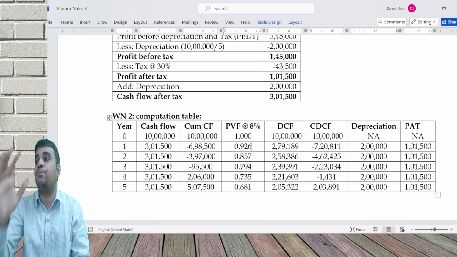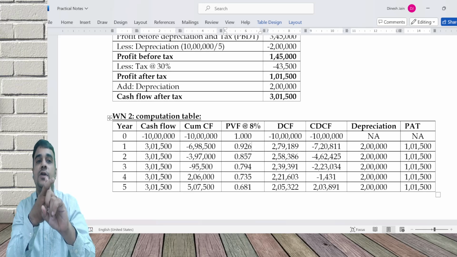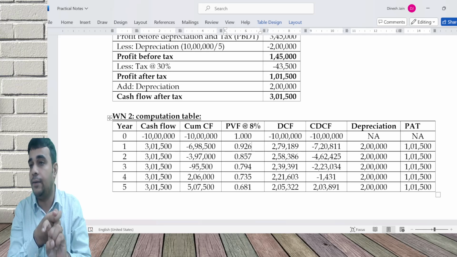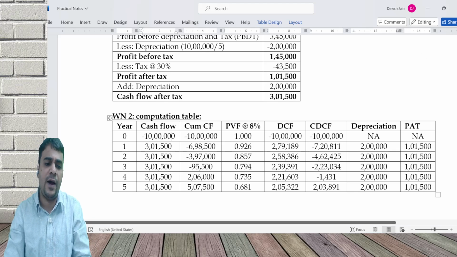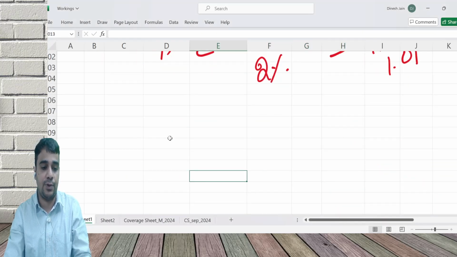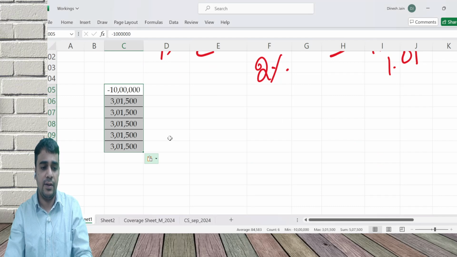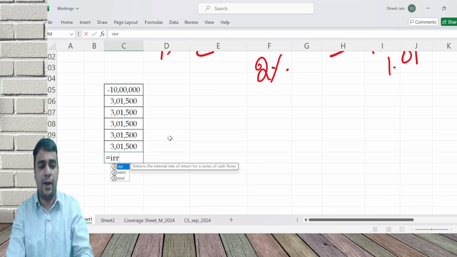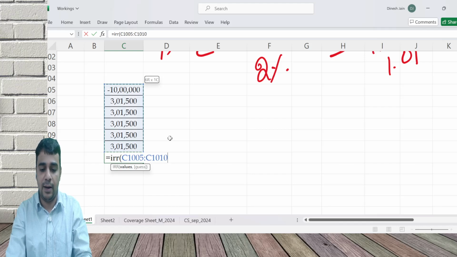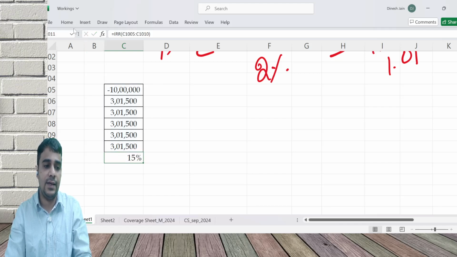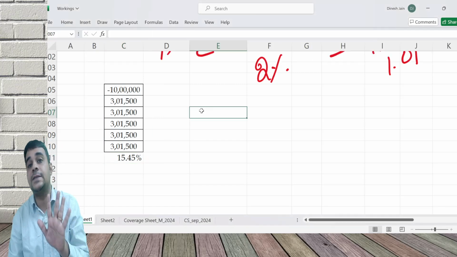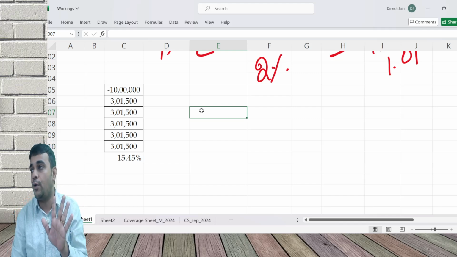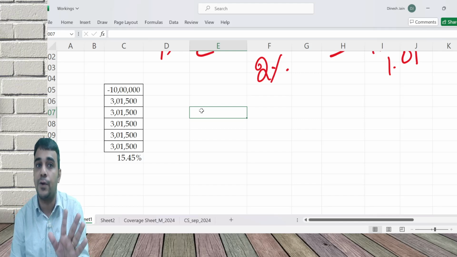By doing this process, I will generate one positive NPV and one negative NPV. In the practical world, if I want IRR, this is the cash flow. Last question, I'm just taking the last question. If I want IRR, I just need to apply the formula, and the IRR for the last question is 15.45%.